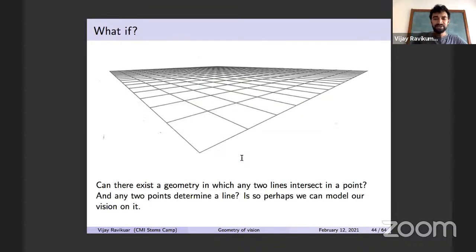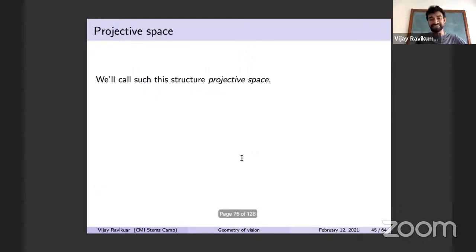So then what's actually happening here? What is this structure we're imagining where we have any two lines meeting in a point and any 2 points determining a line? And can we clarify that a little? Can we find a geometry in which any two lines always intersect in a point and any 2 points always determine a line? And if there is such a geometry, such a geometric structure, it probably will help us understand our vision, because our vision seems to have that property more or less. So maybe we can model our vision on that.